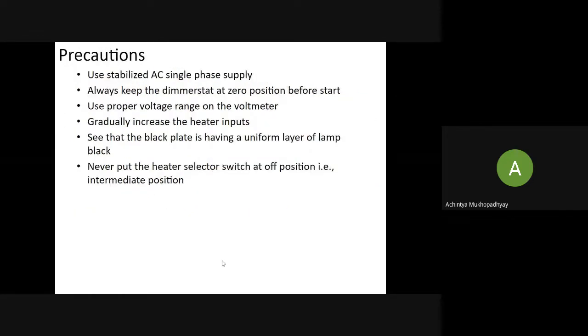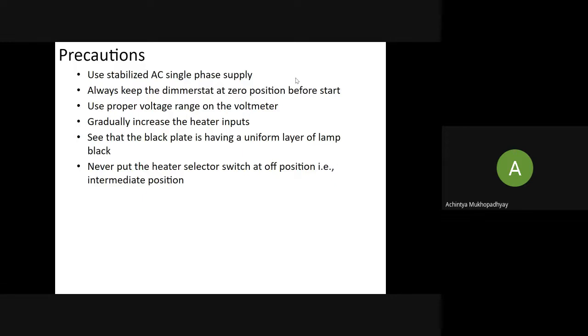So as usual, there are certain precautions. Use stabilized AC single phase supply. If it is not stabilized, if there is too much voltage fluctuation, then achieving the steady state will become difficult. Always keep the thermostat at 0 position before starting, so that a big voltage surge at the start does not lead to a sudden increase in current supply. So first you switch on and then start increasing the power. Gradually increase the heater input.